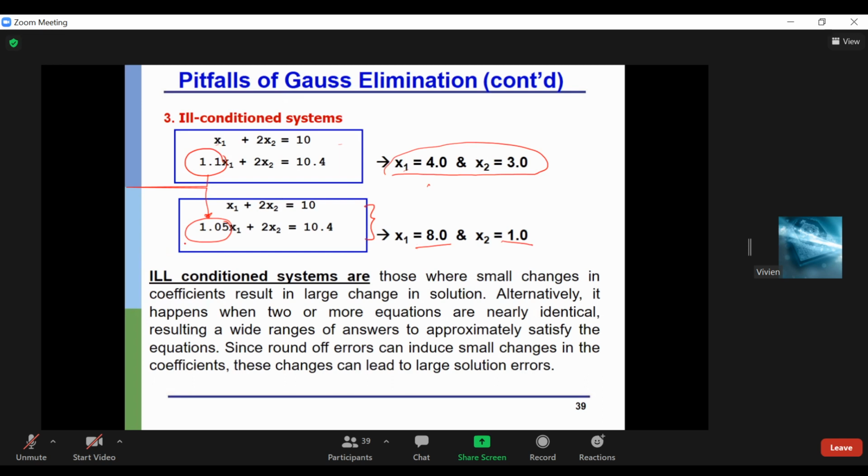It means that when we change a little bit of value in the coefficients, that will result in a large change in the solution. Or another example, as we've seen before, if we have two equations which are almost identical. We see here that it's very sensitive to small changes, and the small changes caused by round-off error can also lead to very large differences in the solution. So these are the pitfalls of Gaussian elimination, some problems that may arise in using Gaussian elimination.